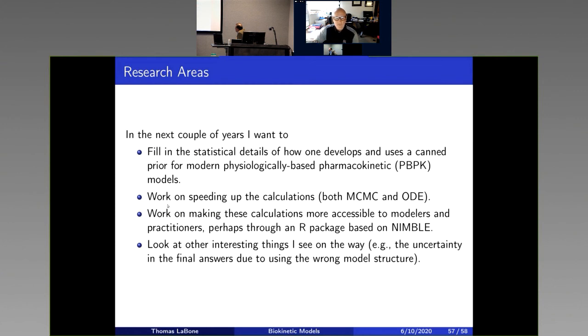I'd like to work on making these calculations more accessible to modelers and practitioners. The other thing I'm looking into is perhaps an R package that would automate a lot of this or hide it from the practitioner, and Nimble is probably the platform I would use to do that. The final thing is that there are a bunch of really interesting things I've seen along the way that I might look into or might not have time for. But that's pretty much the research areas I was looking at.